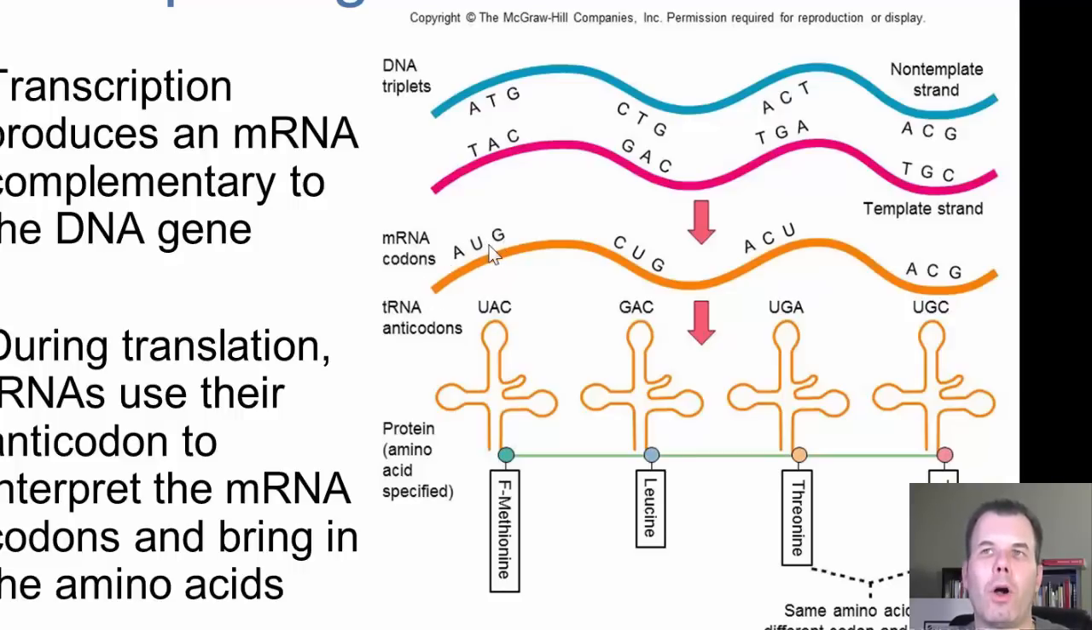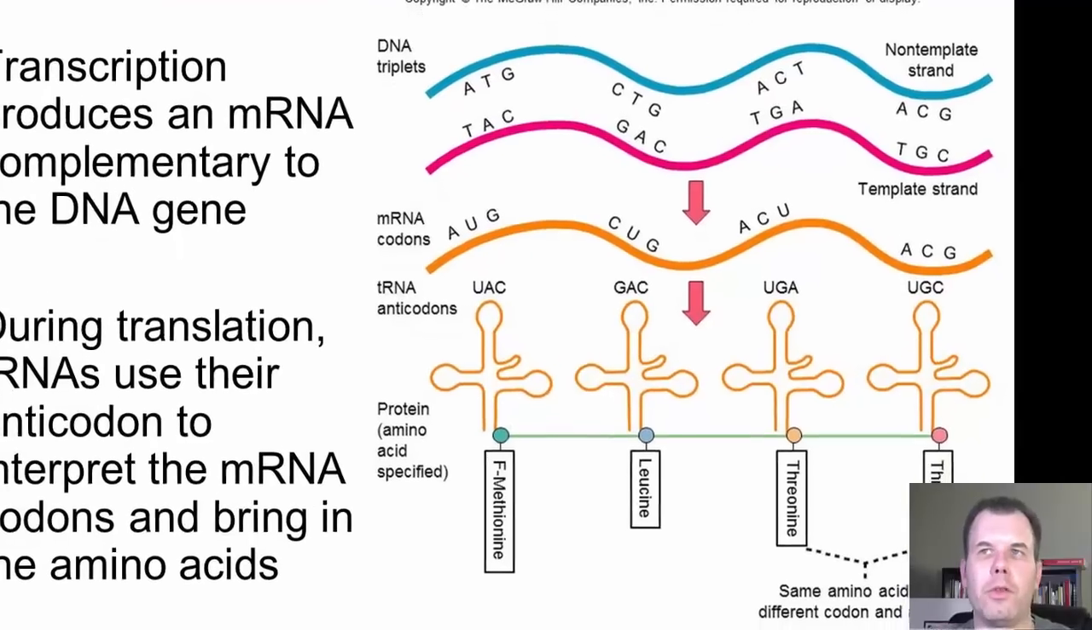Now, when we go from RNA to protein, we're concerned with the three-letter words. So now we want to make words out of these three letters. And so this is one word: AUG, CUG, ACU, ACG. And you can see up here, they still have the three-letter words, but at that time, we really didn't care. All we wanted to do is make a copy of it. Now what we're concerned with is, what do these three-letter words mean?